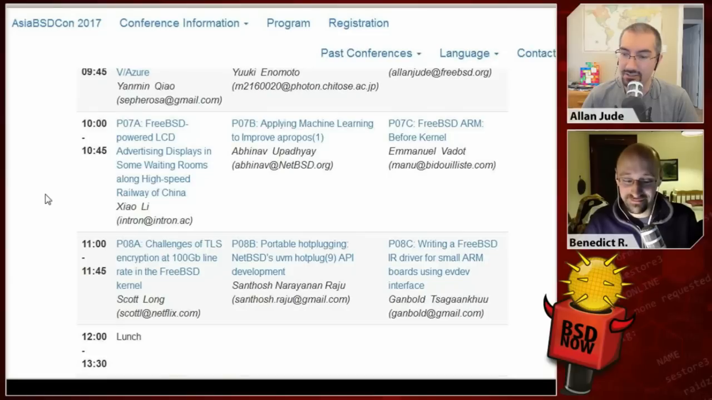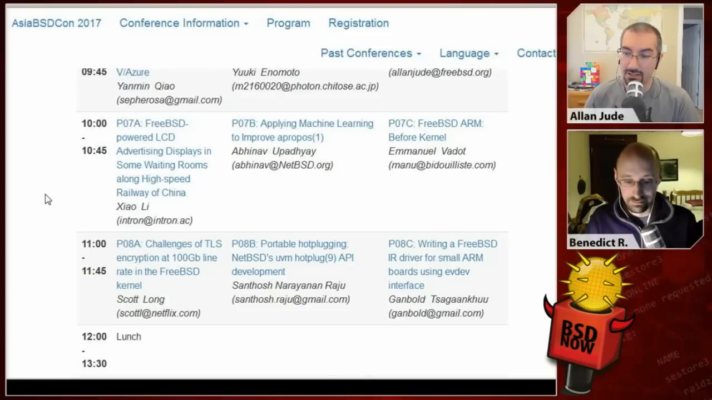Then there was another very interesting NetBSD talk, which is applying machine learning to improve the apropos command, which is basically a way for you to search when you're looking for a man page, but you don't know the name of the utility. So you're like, I need the man page that tells me how to do X, and I don't necessarily know what the command is, so I can't look up the manual page for the command. So apropos allows you to do basically a text search of the man pages. But by applying machine learning, you can improve the results so that you're more likely to actually find what you're looking for. That is pretty interesting.